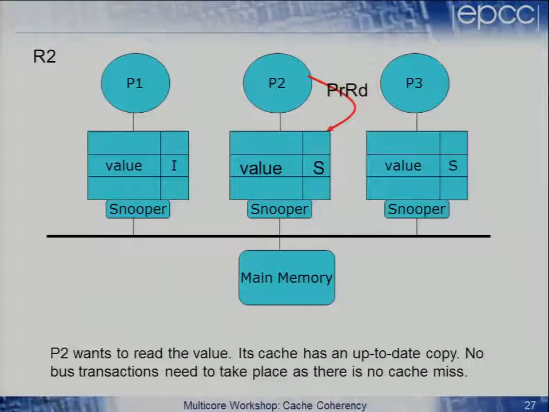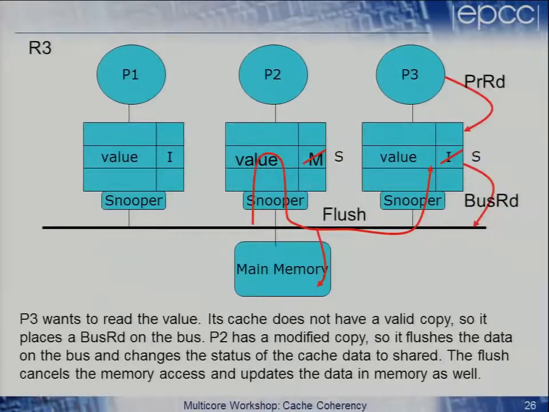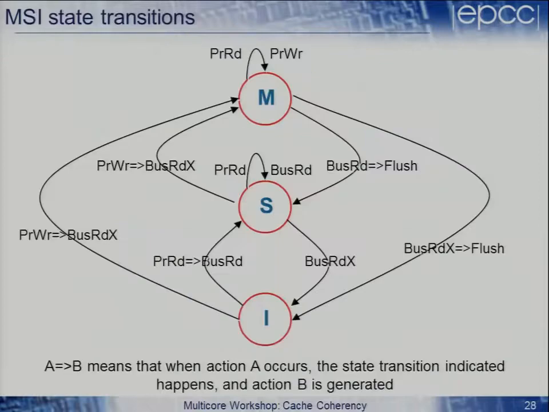And I think what you'll see is also there's an awful lot of memory traffic going on. So I won't go through all of them, but the final one is the processor that wants to read the value. Its cache has an up-to-date copy. No bus transaction needs to take place if there's no cache miss. This is what we'd like to happen all the time. We'd like people to be reading data from their cache, not having all this horrible bus traffic. But you can see things get very complicated.